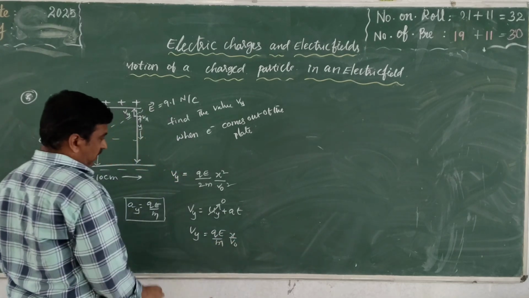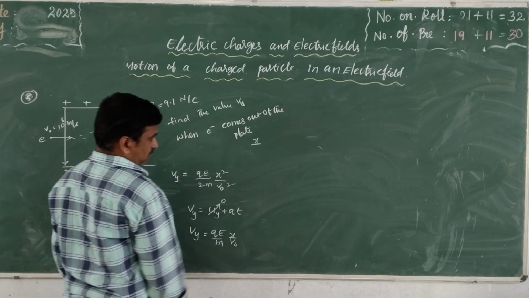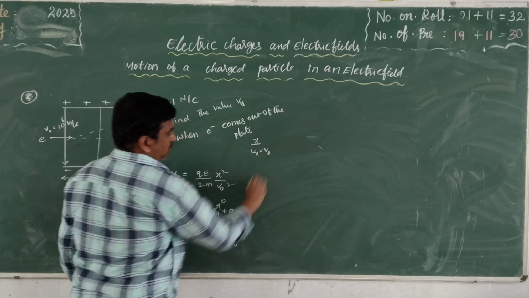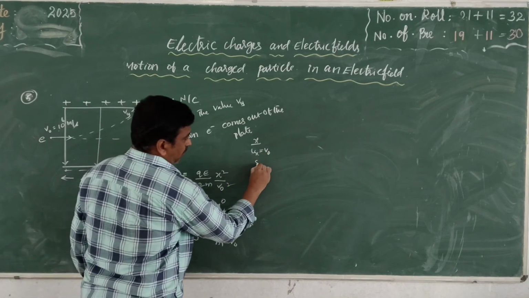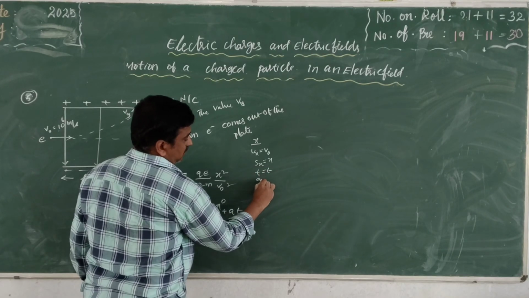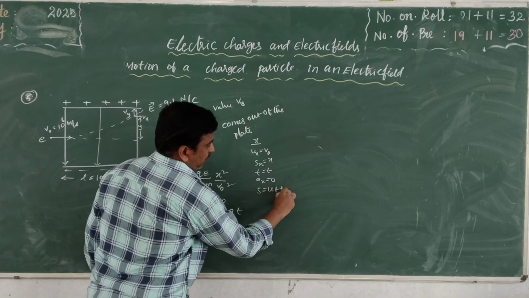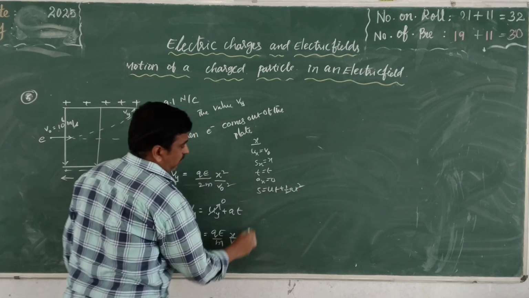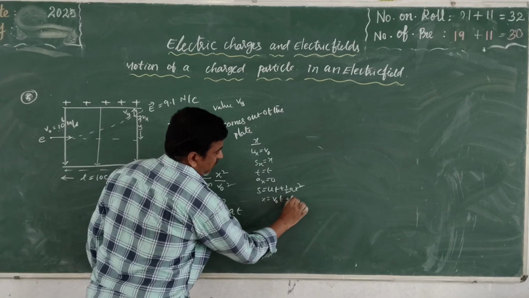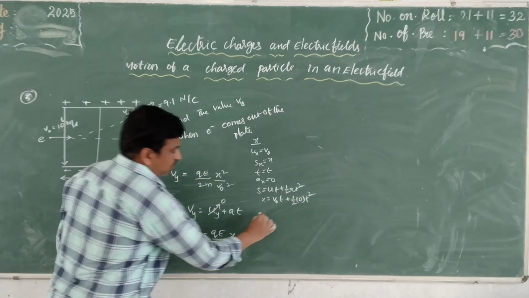For example, we already find along the x axis: ux equals V naught, Sx equals x, time is t, and acceleration along the x axis is 0. From s equals ut plus half at square, with s meaning x, x equals V naught into t plus half times a, where a is 0 along the x axis. So x equals what?